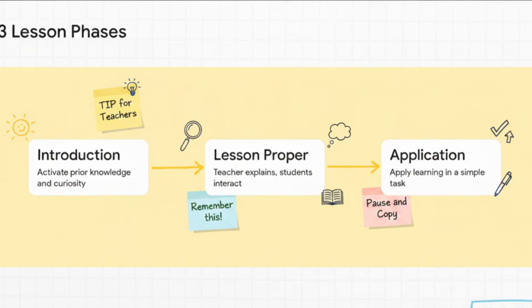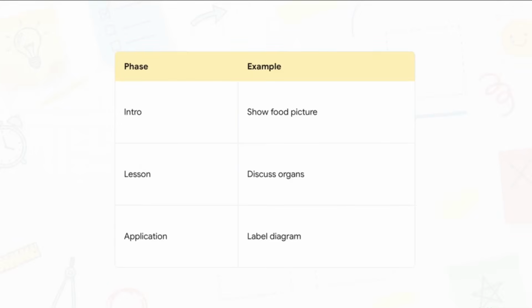1. Introduction or motivation. 2. Lesson proper or discussion. And 3. Application or activity. These 3 phases smoothly guide the flow of your classroom from the moment you say good morning to the moment the students start their independent work. Let's fill out these 3 boxes for our grade 5 science class.